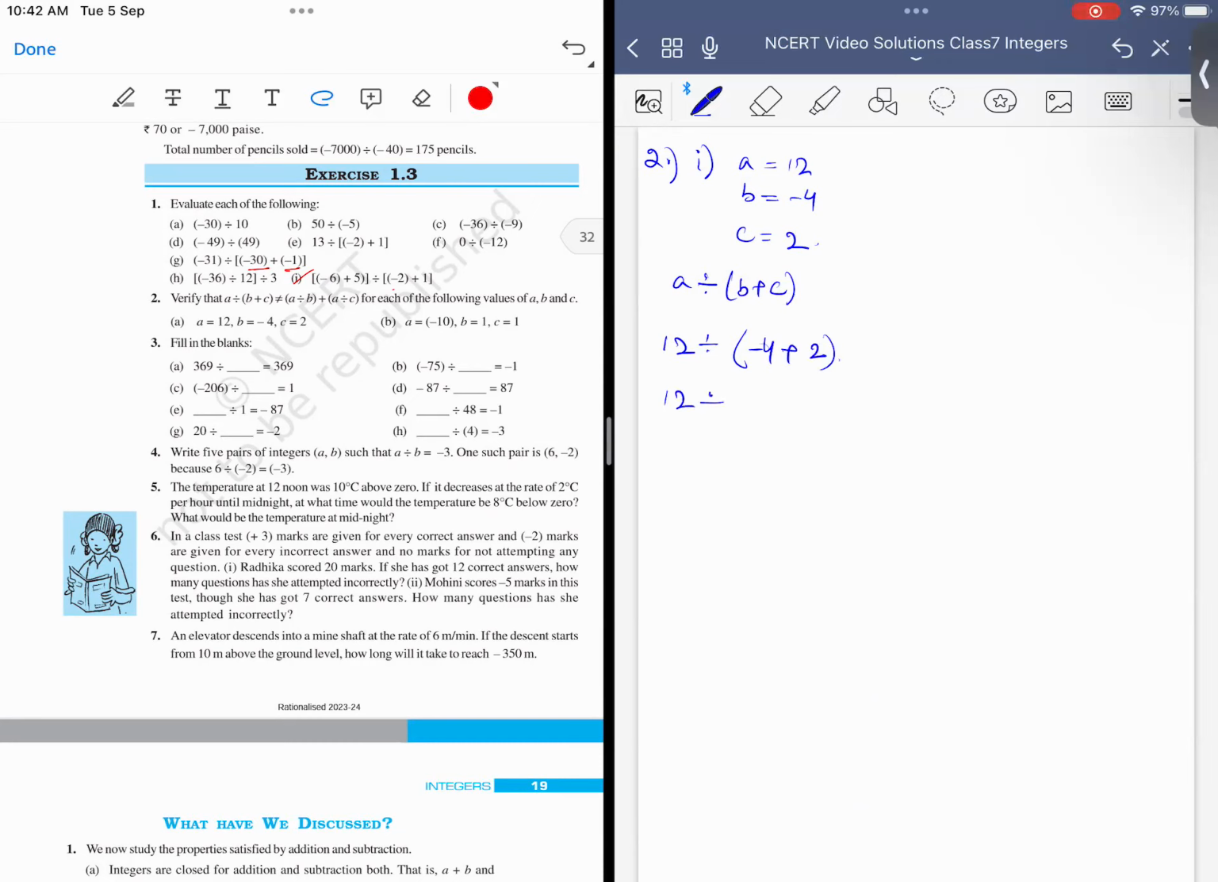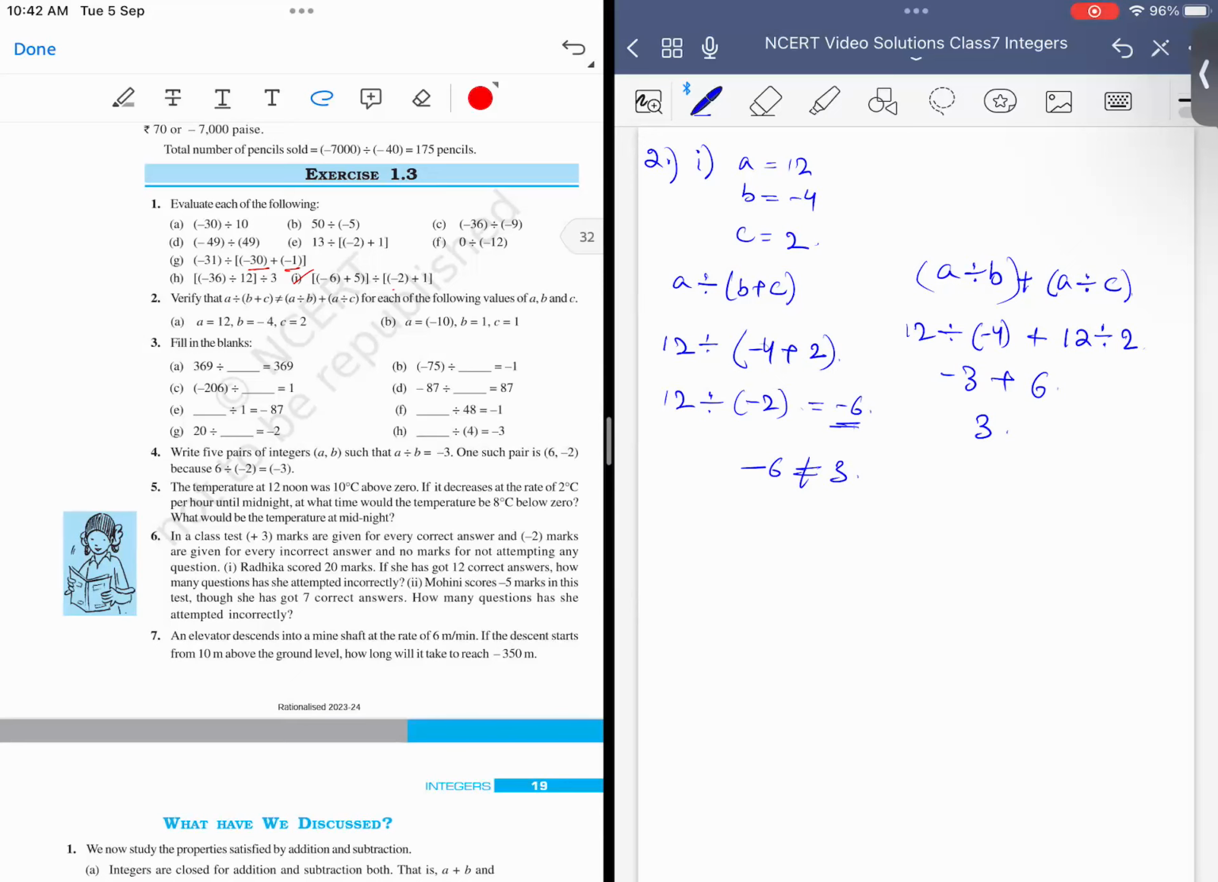So solve the bracket first. Minus 4 plus 2 is minus 2. So 12 divided by minus 2 is minus 6. Now keep this as LHS. Now, what is there in the RHS? A divided by B plus A divided by C. Now, A divided by B means 12 divided by minus 4, plus A divided by C means 12 divided by 2. So 12 divided by minus 4 is minus 3 plus 12 divided by 2 is 6. So minus 3 plus 6 is positive 3. So clearly minus 6 is not equal to 3. So that is why this doesn't hold true.